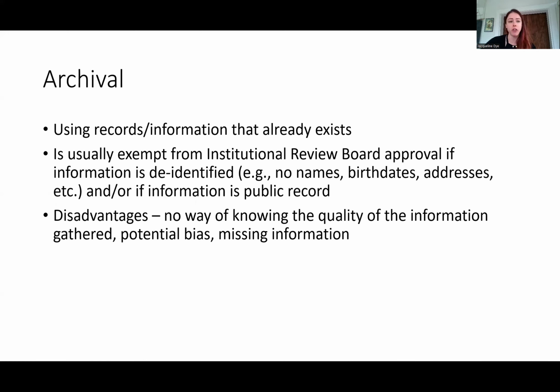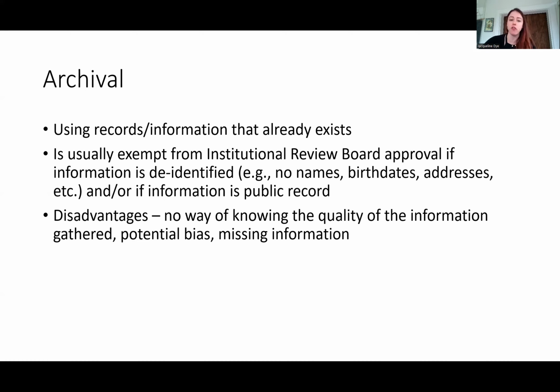Then there's archival research. So this is looking at records or information that already exists, such as databases, medical records, things of that nature. It's usually exempt from institutional review board approval or an ethics board approval if the information is de-identified. So if there's no names, birth dates, addresses, or if the information is public record. So this makes it a little bit easier to use archival data if those conditions apply.